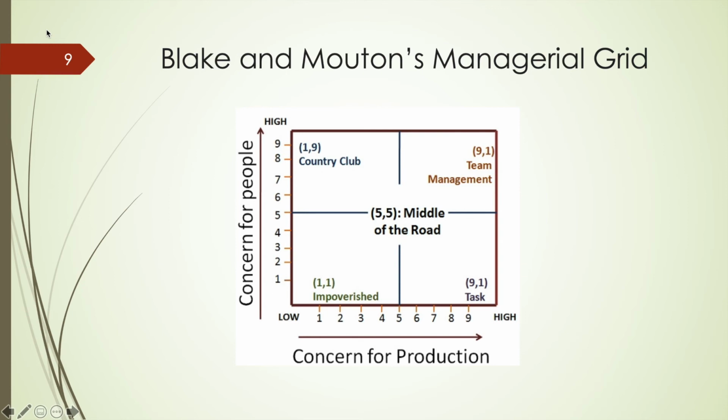Below it, you see the opposite. You see a low concern for people, a low concern for production. So this manager has just checked out. There's no involvement at all. At the bottom right-hand side, you see someone who is task-oriented. They have a high concern for production, but a low concern for the people.